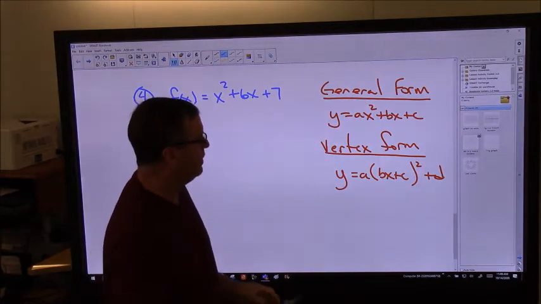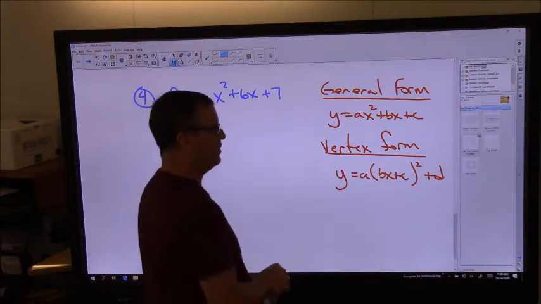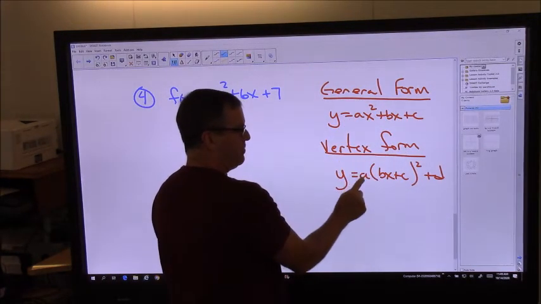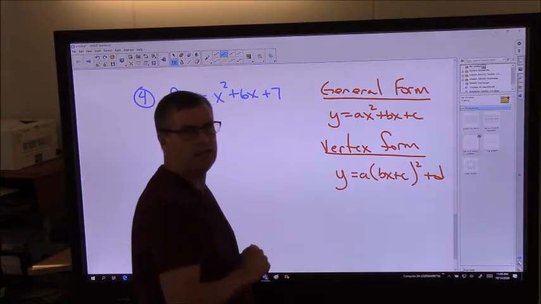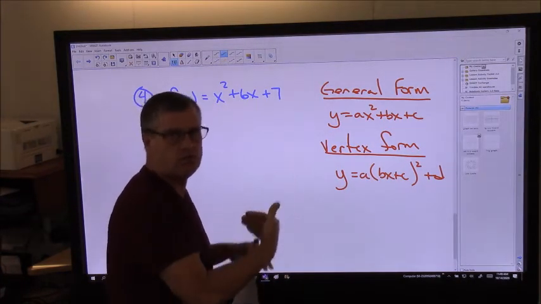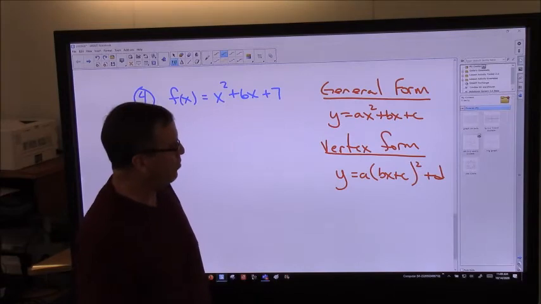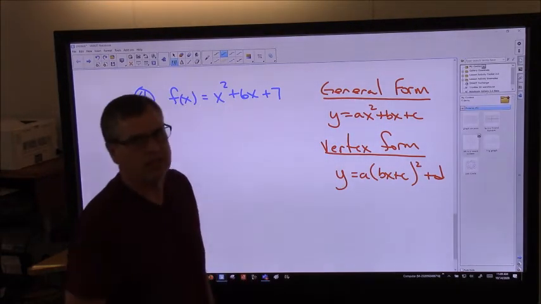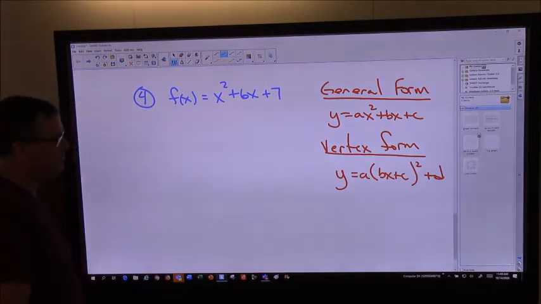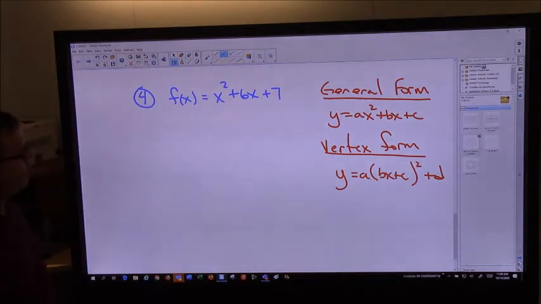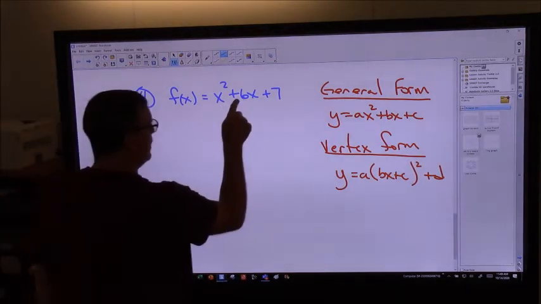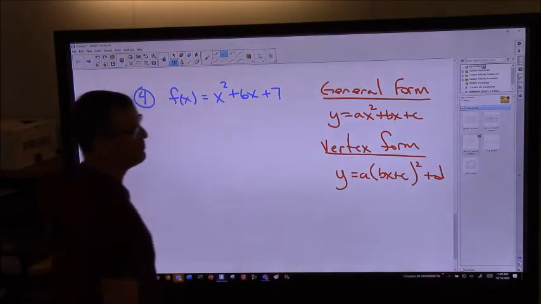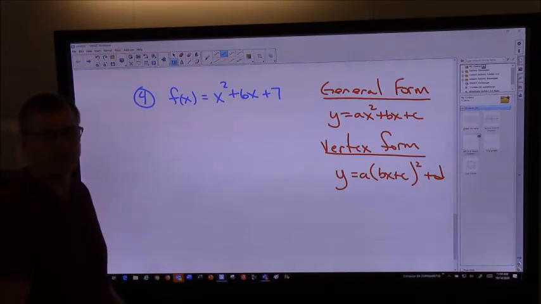Now, really important to understand something. These a, b, and c values are not the same as the a, b, and c values down here. It's not just a straight transfer, okay? We're going to have to figure out what they are. Usually the a values are the same, but that's it. That's the only one, okay? So what I want to do is get this equation to look like this so that I can graph it in vertex form.